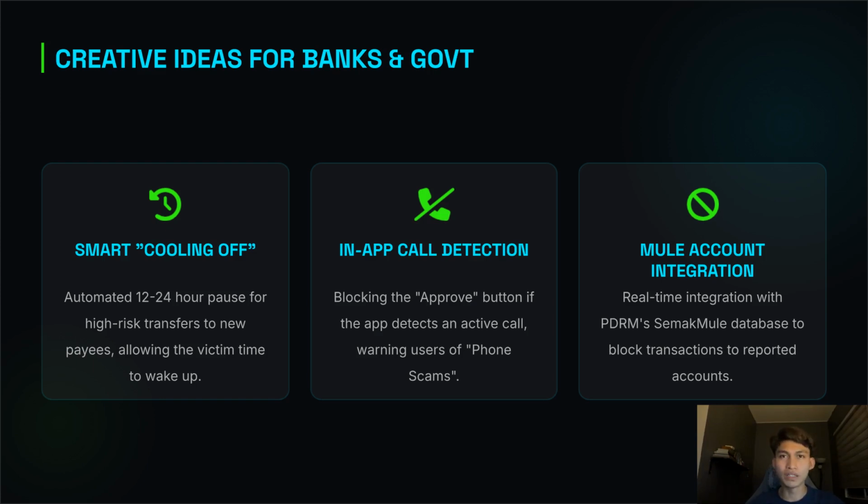Third, we must enforce real-time mule account integration. The banking application gateway should link directly to live government and police databases such as the PDRM, SEMAK Mule framework. The moment a user types a destination account that matches an active investigation record, the transaction should be blocked instantly.